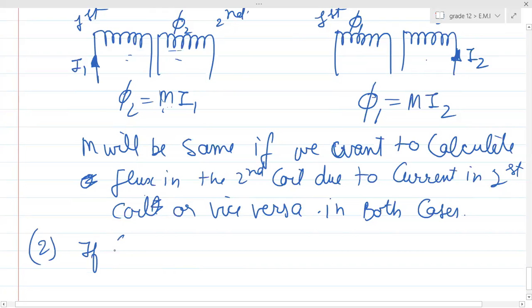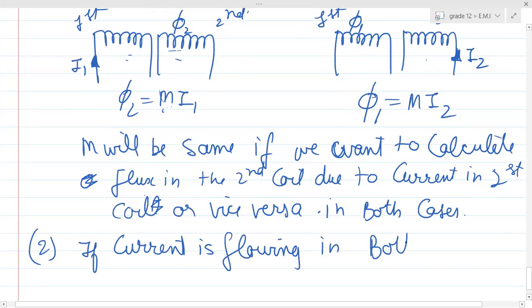Tell me, if current is flowing in both coils, then what will you do?